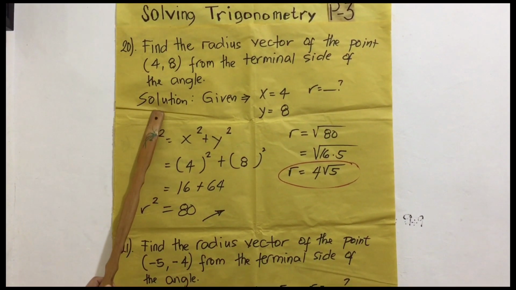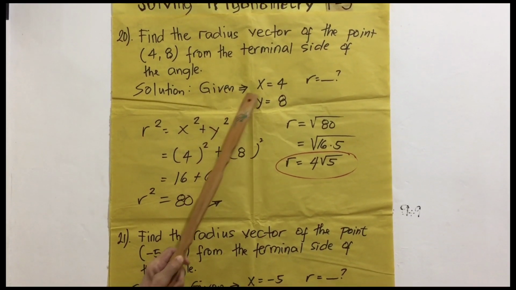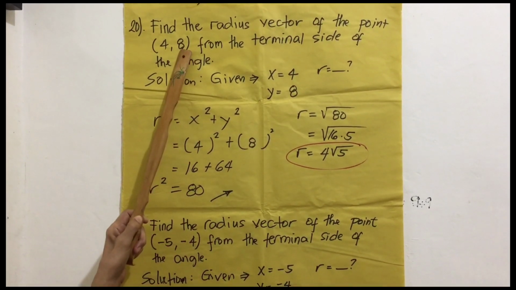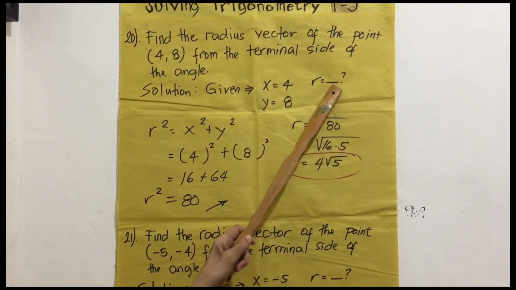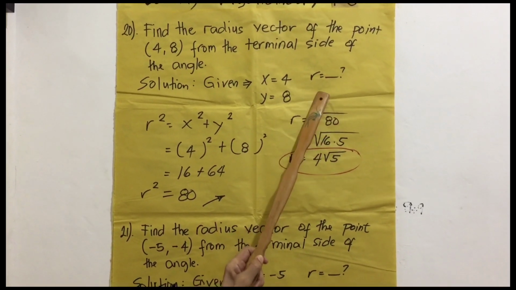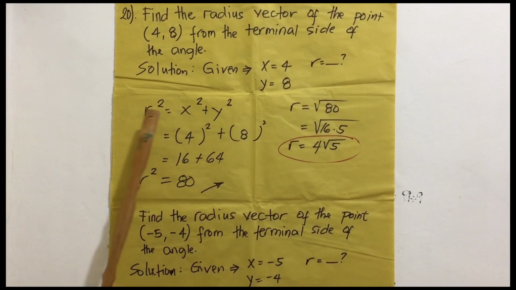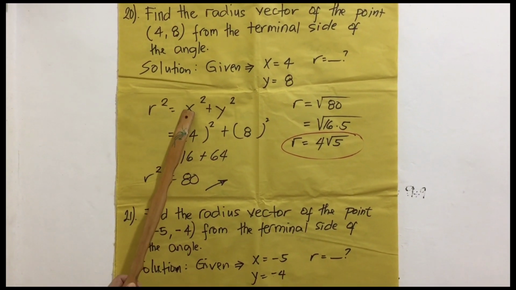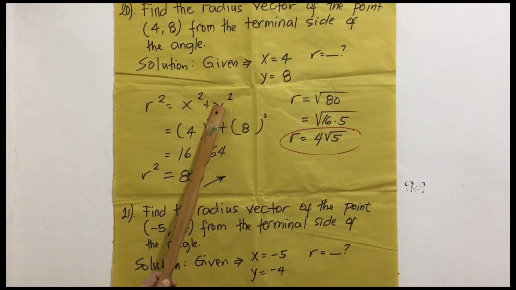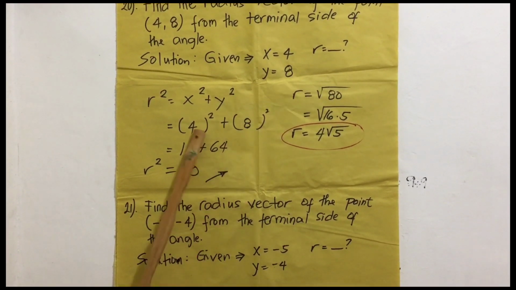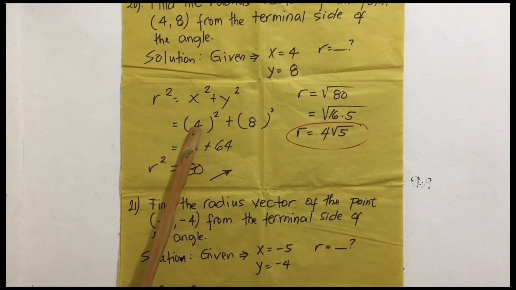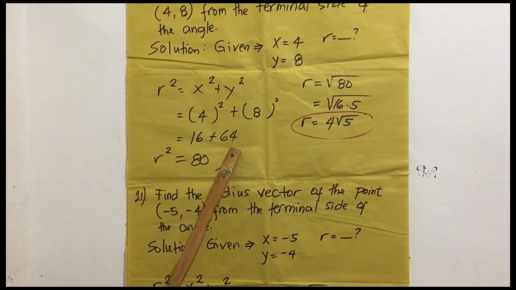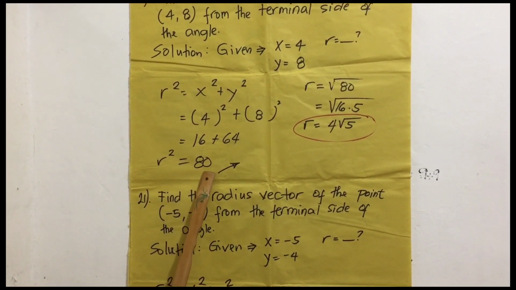Now, our solution. First we're going to determine the given: the x, which is the abscissa, is 4, and the y, which is the ordinate, is 8, and the radius vector is not given. So this is why we're going to compute the radius vector. Our formula: radius vector squared equals x squared plus y squared. So x is 4 squared plus y, substitute, 8 squared. Then extract the exponent: 4 times 4 equals 16 plus 8 times 8 equals 64. Then we add, and we have r squared equals 80.